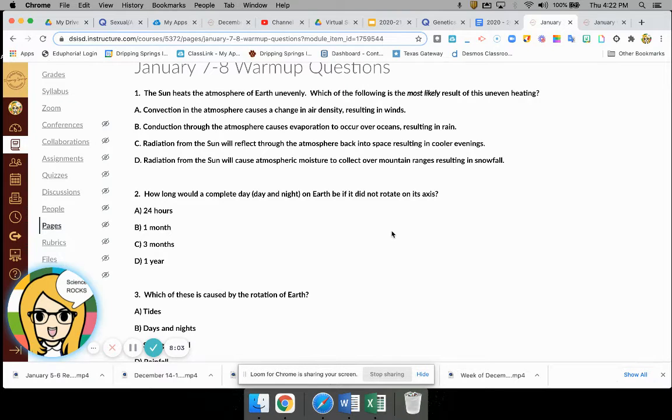Number 2, how long would a complete day, that means day and night on Earth, be if Earth did not rotate on its axis? So if Earth, we modeled this in class, if Earth did not rotate on its axis, it would take an entire year for there to be one day and night cycle, because day and night would change as the Earth revolved around the sun instead of as it rotates on its axis. So it would take an entire year for a complete day-night cycle.